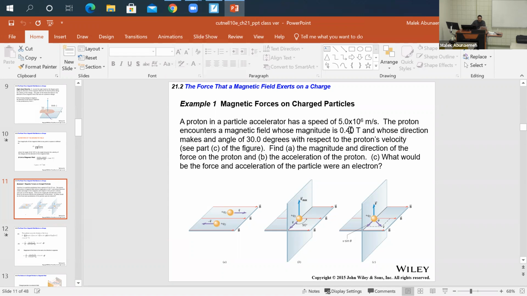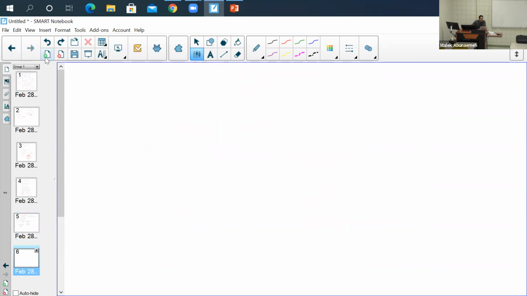So we have a speed of 5 times 10 to the 6th power with a 0.4 Tesla field. So this is going to be example 1. You have your speed, which is 5 times 10 to the 6th power meters per second, and your magnetic field is 0.4 Teslas, and your angle is 30 degrees.